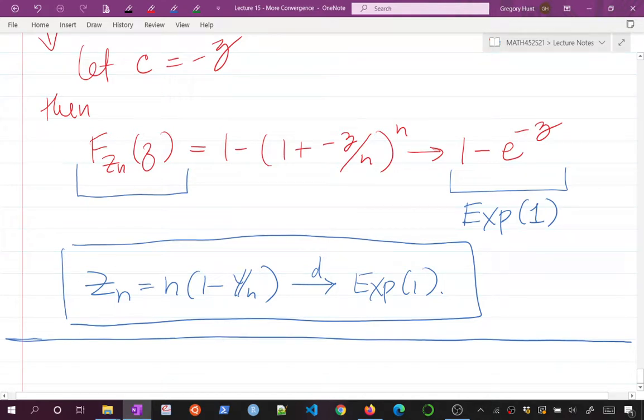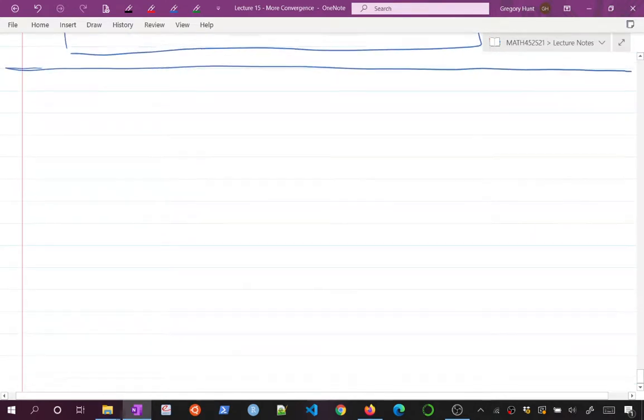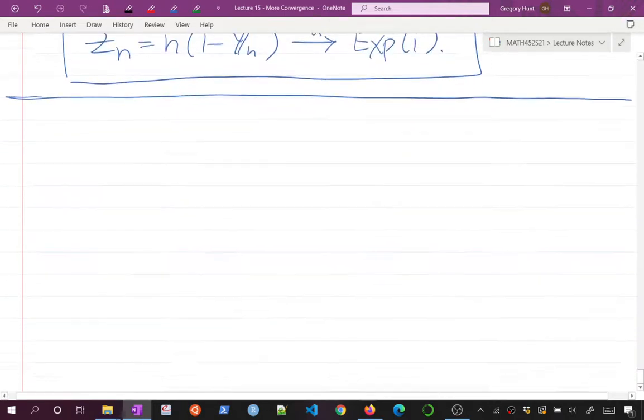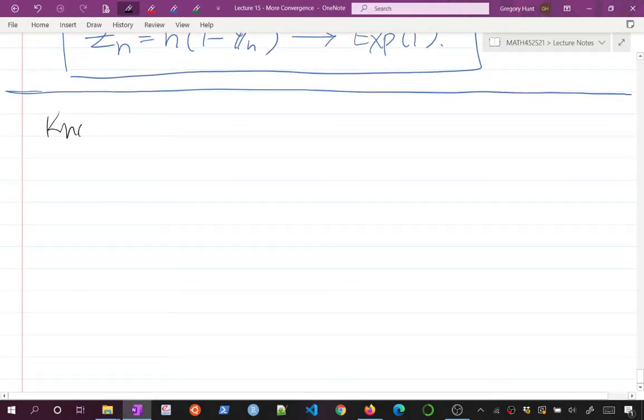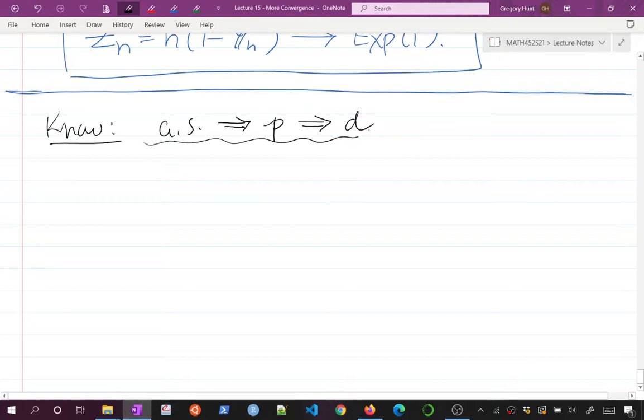So I think the last thing we should do when finishing off is mention this theorem: almost sure convergence implies convergence in probability, which implies distributional convergence. And we said that generally the converse isn't true. There is, however, a partial converse to this, and we basically saw it in the previous part of this example.